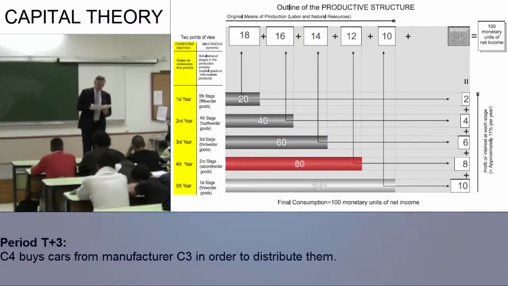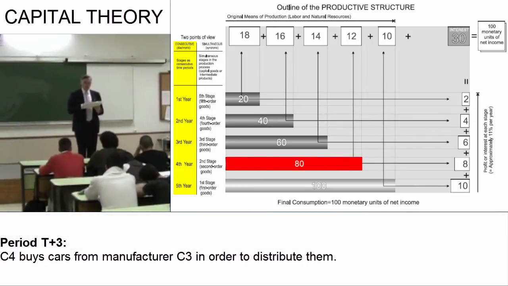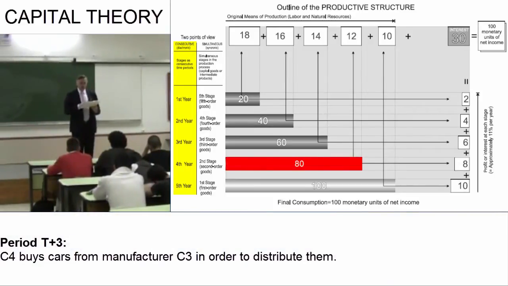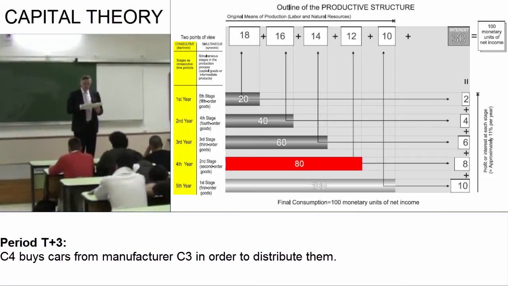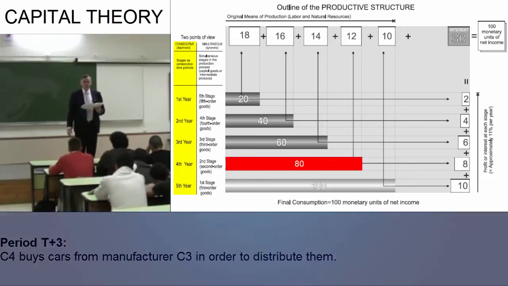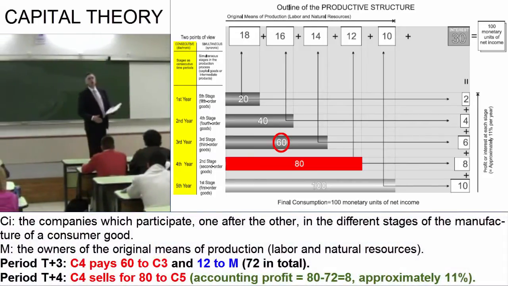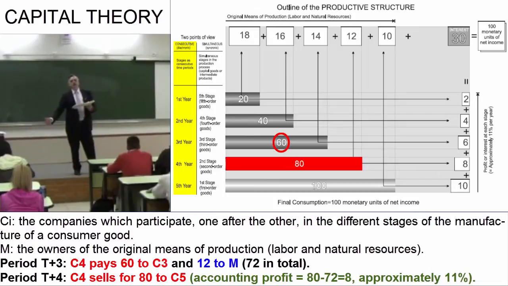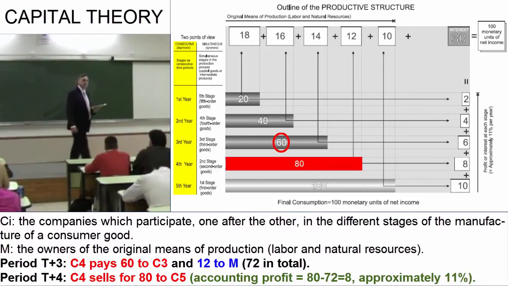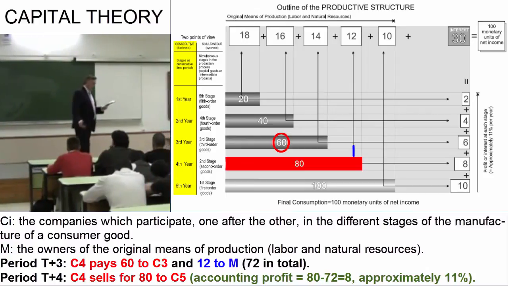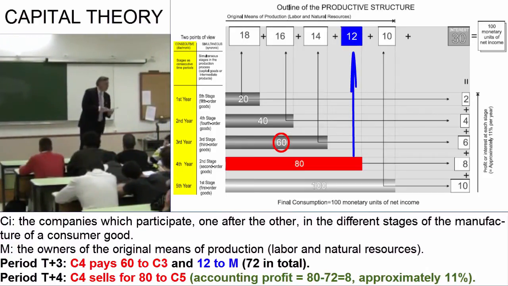Then another year is spent distributing the cars to different countries, transporting them, etc. This would be the 4th year of the production process, and as you can see, the final value of its product is 80 units, which includes the 60 units which the dealerships, etc. pay the car manufacturers. They pay them 60. And the dealerships also have personnel, etc., whom they pay 12.